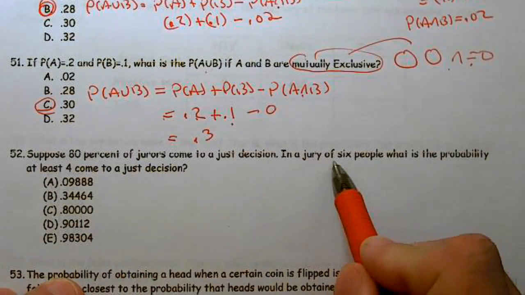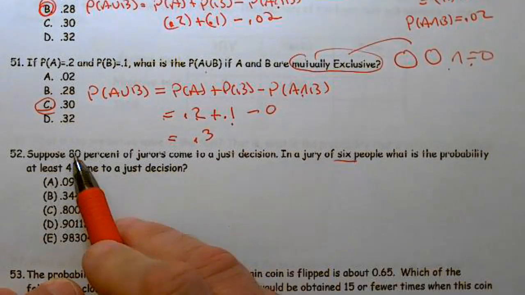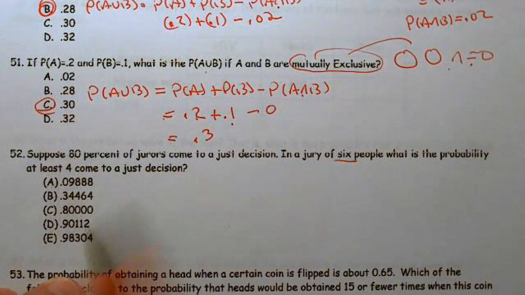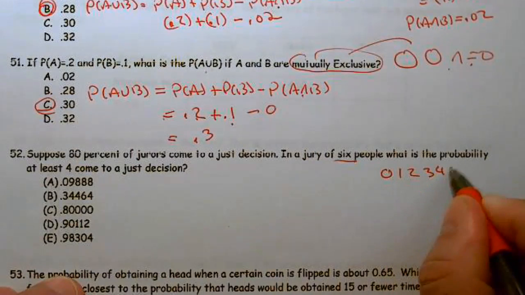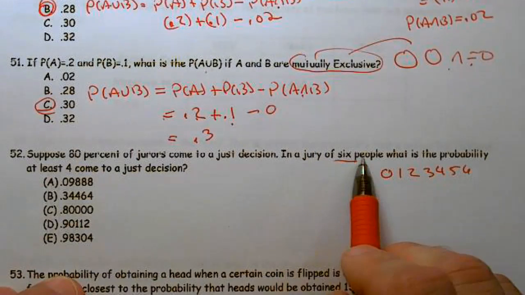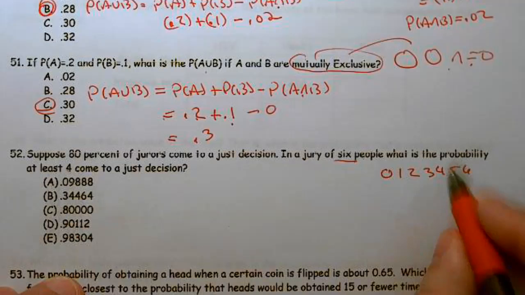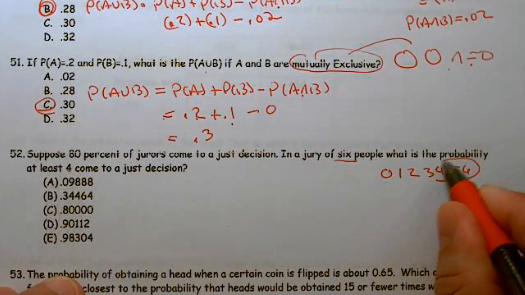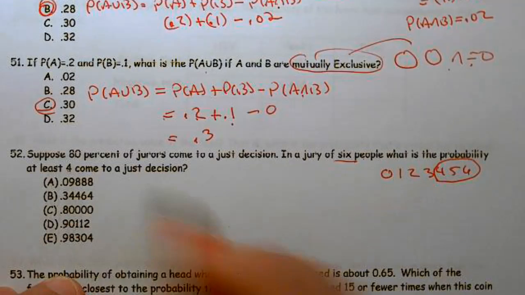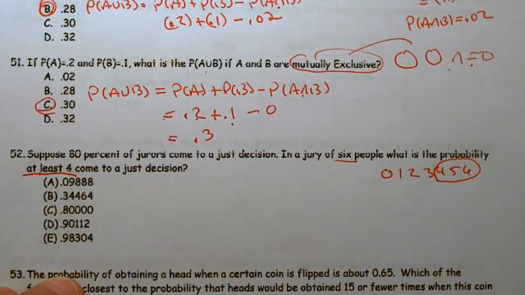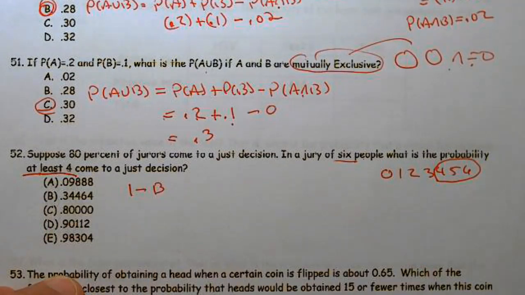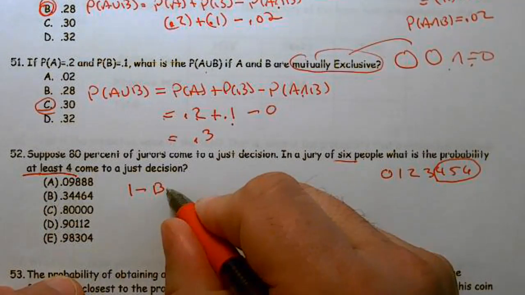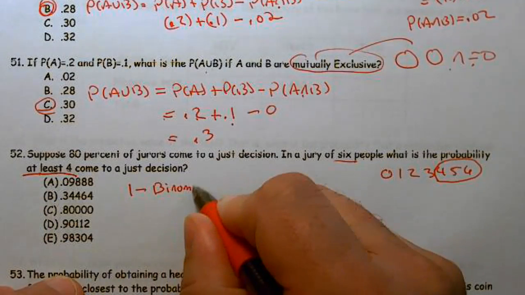First off, we have a fixed number of trials, which is 6, and we have a probability of 0.8. This means I'm working with a binomial. Okay, and so I'm going to make my number line 0, 1, 2, 3, 4, 5, 6. And it says in a jury of 6, what's the probability of at least 4? So 4, 5, 6 are what I'm interested in. But we also have this phrase at least, which means 1 minus, and anytime it's an at least, it's going to be a CDF. So 1 minus the binom CDF.